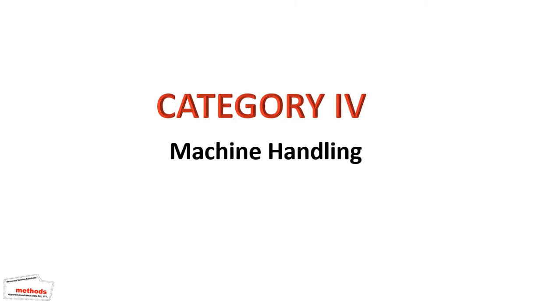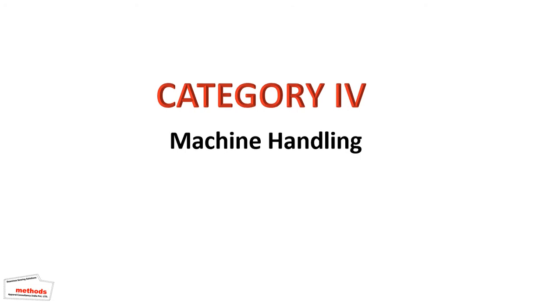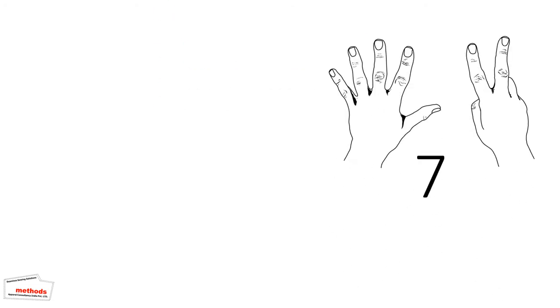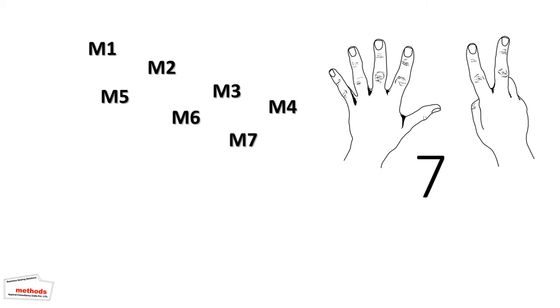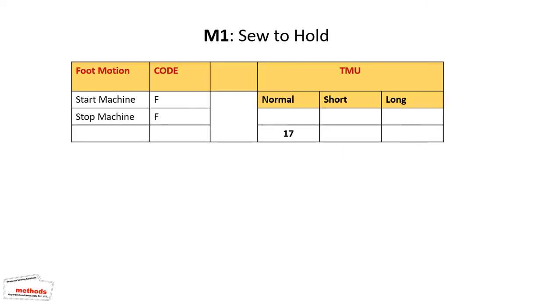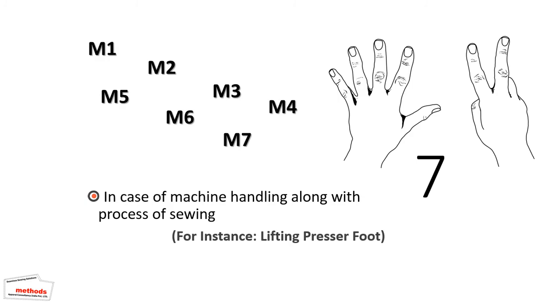The fourth category of codes is machine handling, that is the codes required to interact with the machine manually or give them a manual command to generate an automatic response. The category has 7 codes in total. They are M1, M2, M3, M4, M5, M6 and M7. An example of machine handling would be lifting a presser foot.